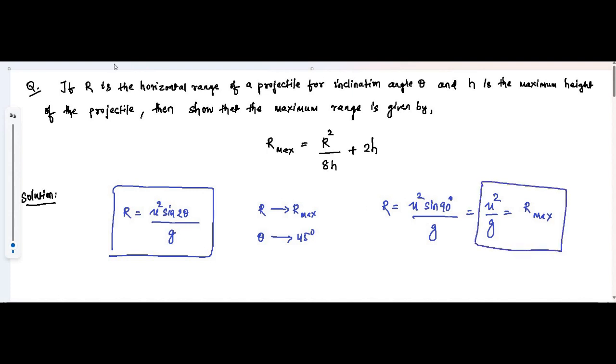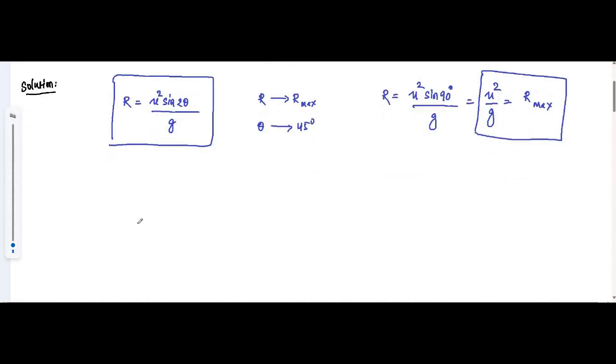Now then is the height, maximum height. Here according to the question, maximum height should be represented by h, so we'll keep it as small h. Maximum height h is equal to, the formula is u square sine square theta by 2g. Okay, this u square sine square theta by 2g.